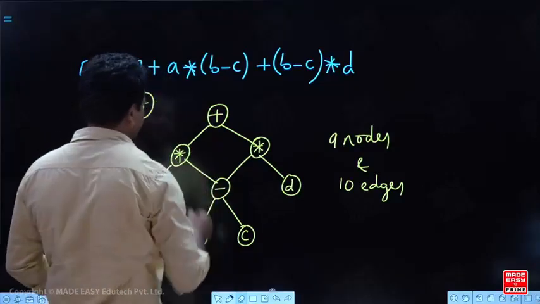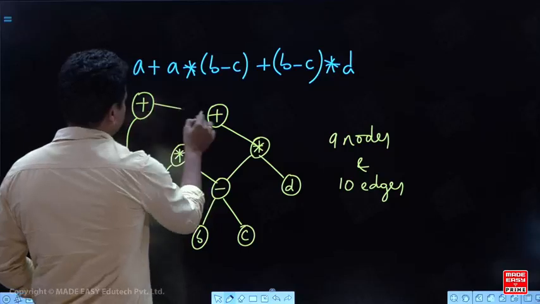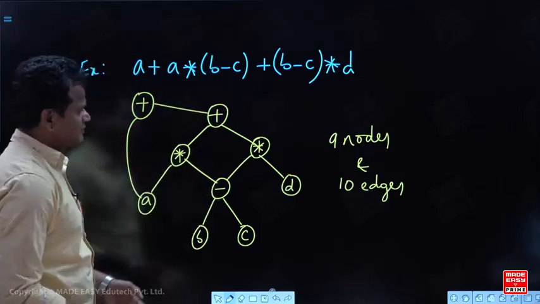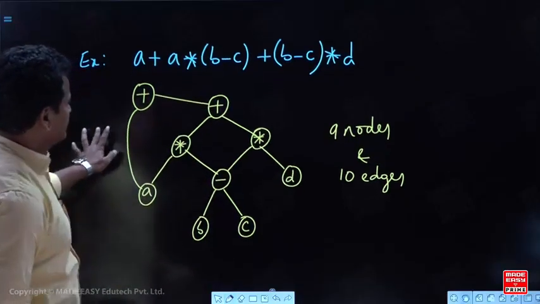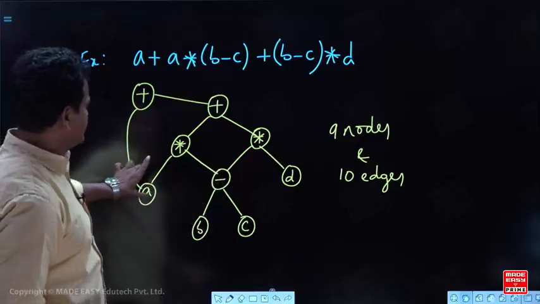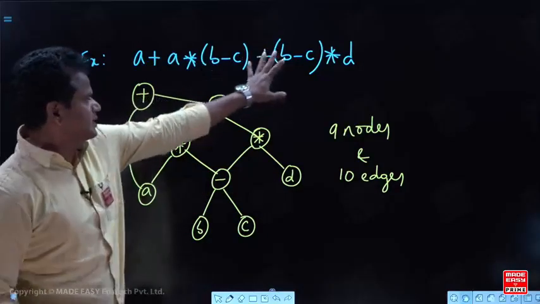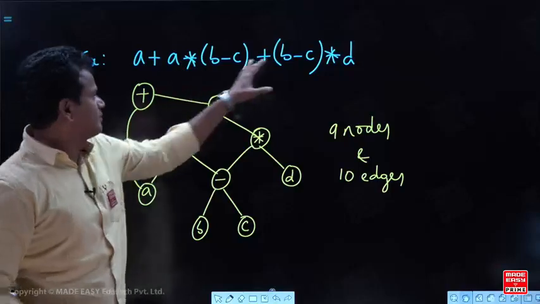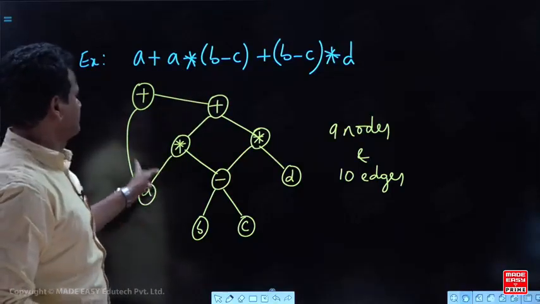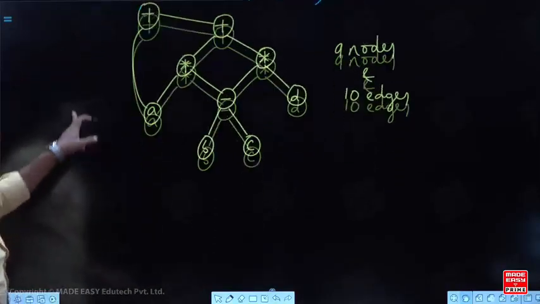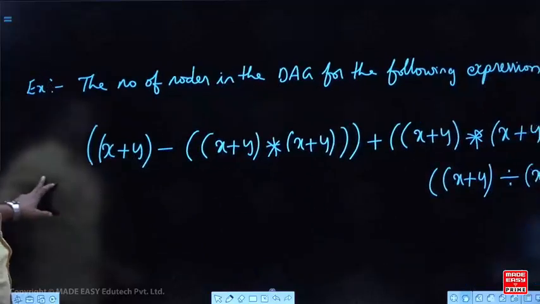There's no need to explain this again and again, because for the last 20 minutes we have been doing the same. So this is B minus C, A star B minus C, B minus C star D. This part we add, and finally this whole part is added to A here. So this is the DAG. Next.